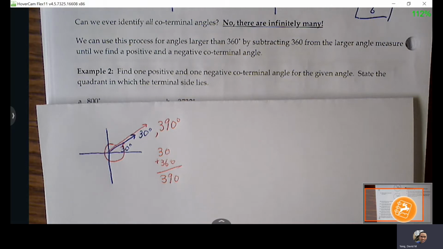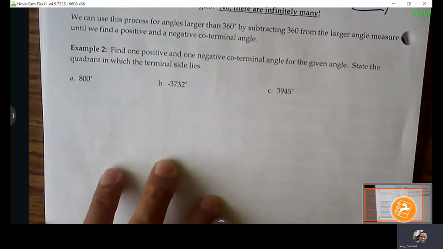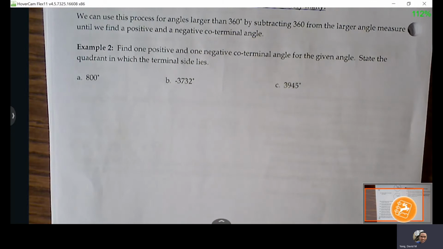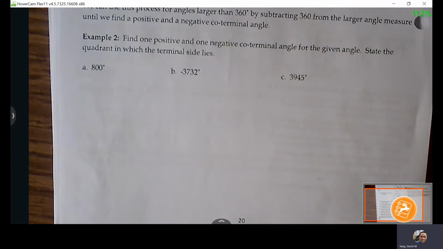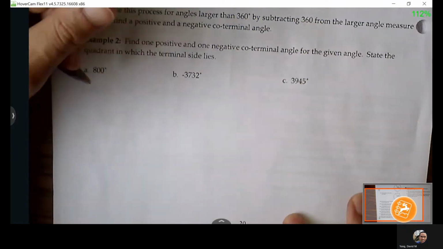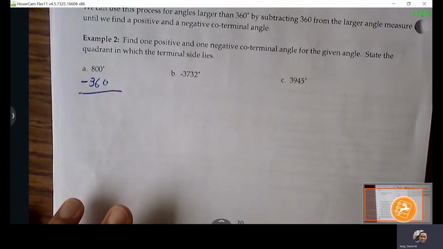So example 2, we're going to find one positive, one negative coterminal angle for the given angle. But now we're going to try to state the quadrant in which the terminal side lies. These are a little bit further away, so we may have to subtract 360 or add 360 until we get to a measure that we recognize. Okay, so 800. It's not too far away. We can subtract 360. And if it's not enough, we'll repeat that process again.